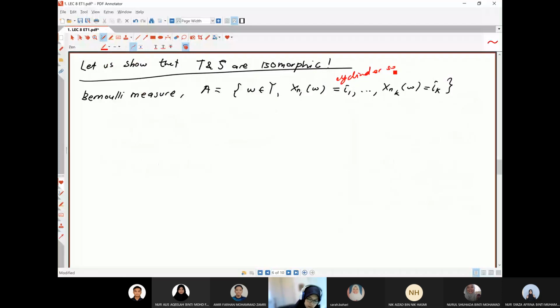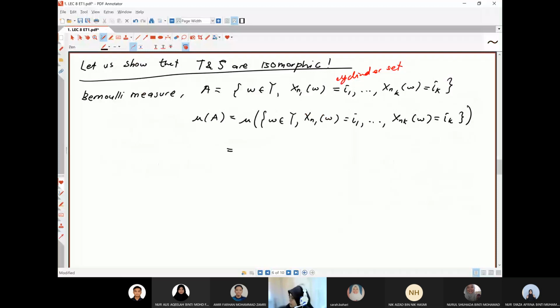Cylinder set. Okay, now you want to find the measure of A. So in Bernoulli we use mu instead of M. Okay, the measure of A is equal to mu of this, the whole set, which is equal to the set of omega such that X_{n_1}(omega) equals i_1 until X_{n_k}(omega) equals i_k.